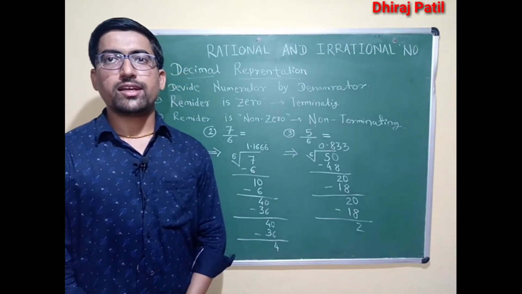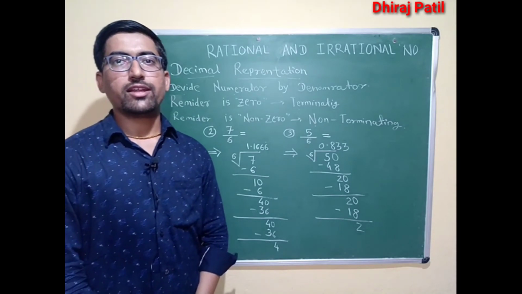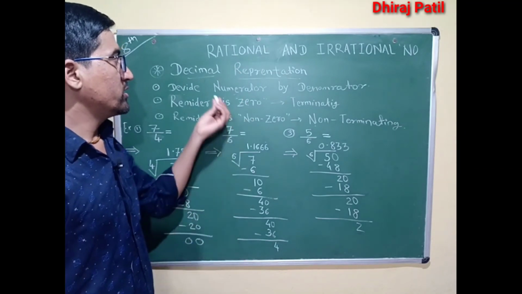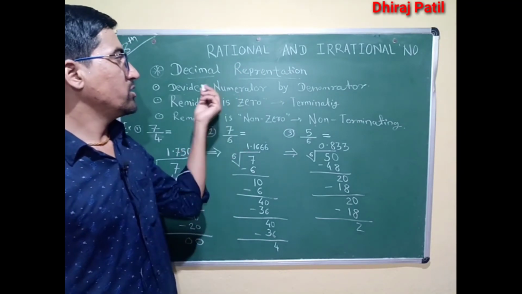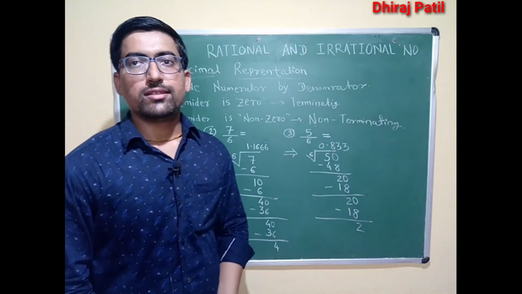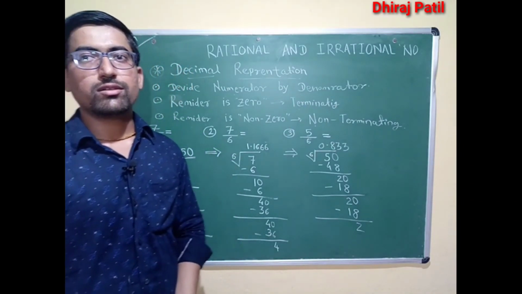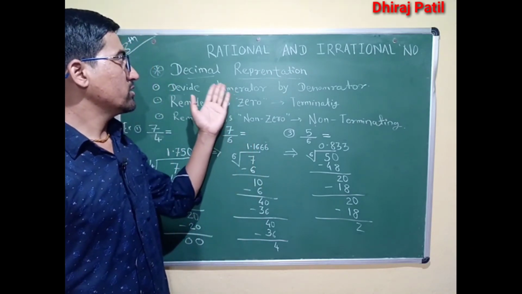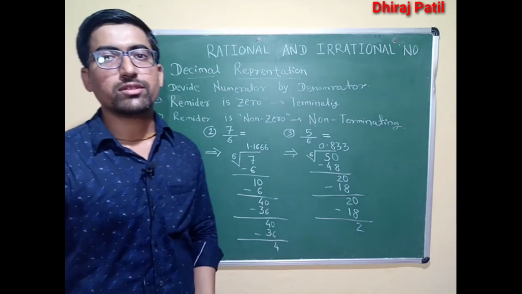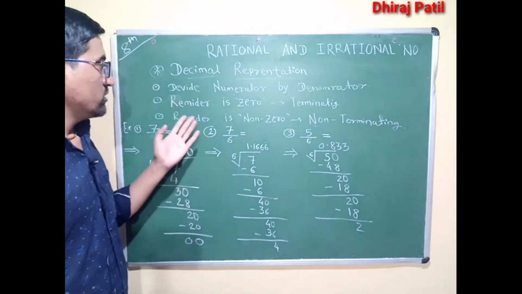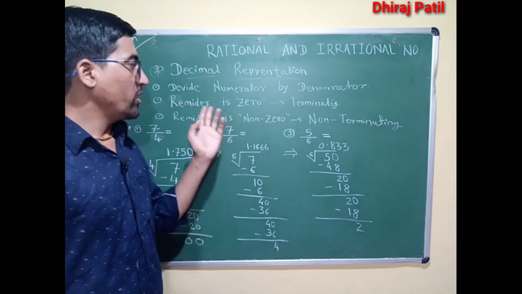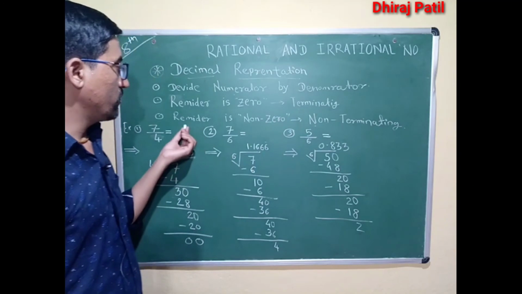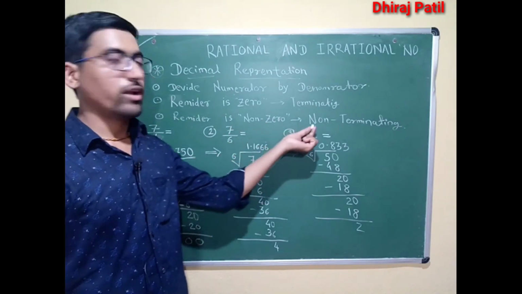Students, we have next taken a new topic of rational and irrational numbers: decimal representation of rational numbers. This is nothing but the numerator divided by the denominator. These divisions are converted into decimal points, and this is called the decimal representation of rational numbers. There are two rules. First, if our remainder is 0, then it is called the terminating form, and if our remainder is non-zero, then it is called the non-terminating form.